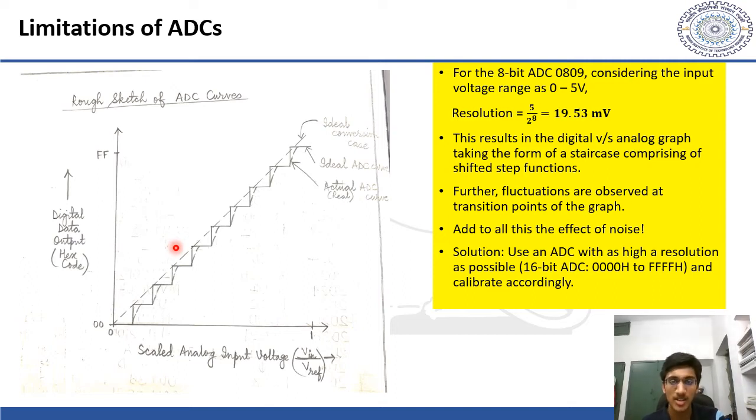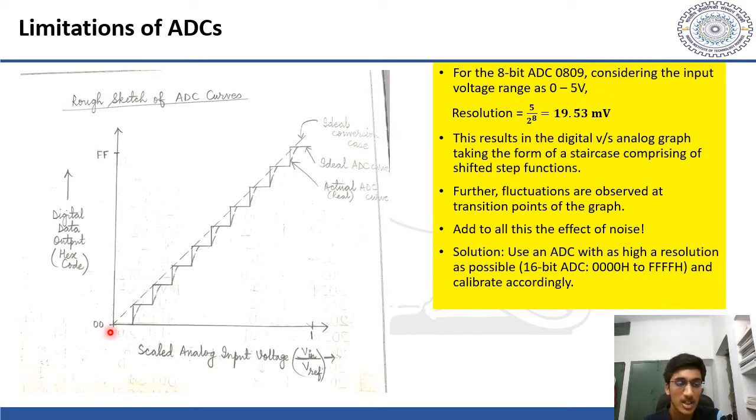And this is essentially because of a limitation in the smallest possible value that the ADC is capable of resolving, and this is referred to as the resolution of that ADC. Considering the 8-bit ADC 0809 and the input voltage range to be from 0 to 5 volts, the resolution would be the maximum analog voltage divided by the total number of binary numbers that can possibly be represented by the ADC in its digital data output. For an 8-bit ADC, it is 2 raised to the power 8 numbers in total, from 0 to 255, that is from 00H to FFH, which is equivalent to 19.53 millivolts.